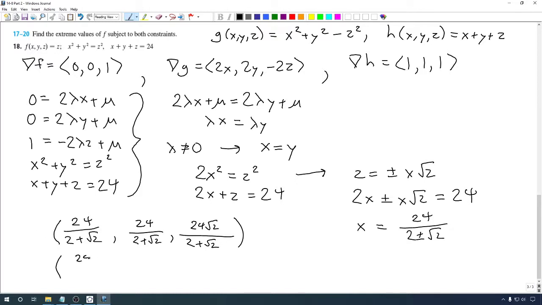On the other hand, we have 24 over 2 minus square root 2. Same value for y. And if we had a minus sign here, it's because we had a minus sign here. So this time we get it multiplied by a negative square root 2. So kind of complicated expressions there. Again, we know these aren't maximum and minimum points because we know that the function does go off to positive and negative infinity on this curve. But these actually turn out to be important points.